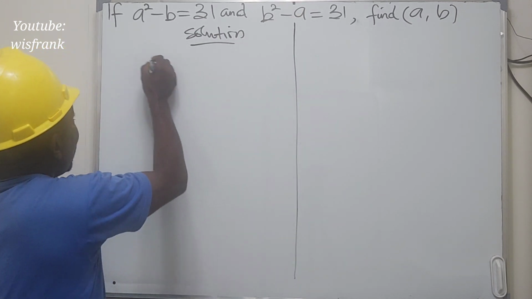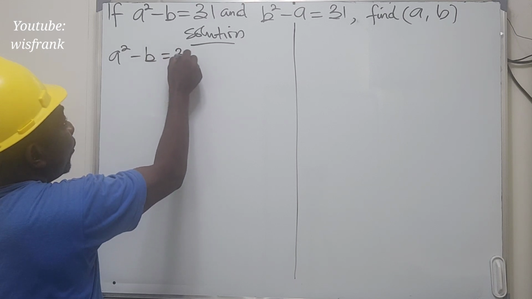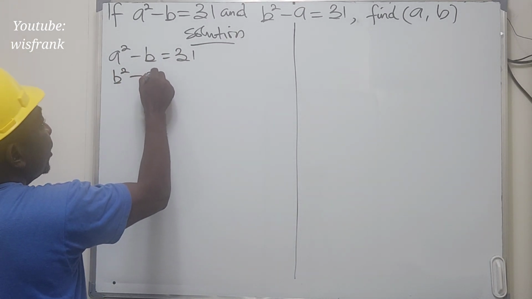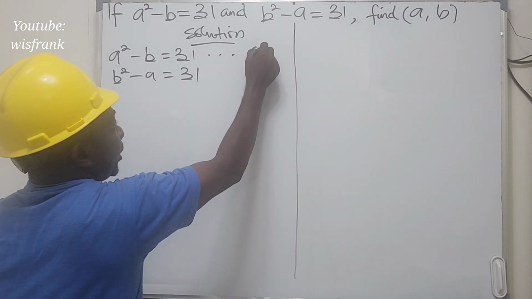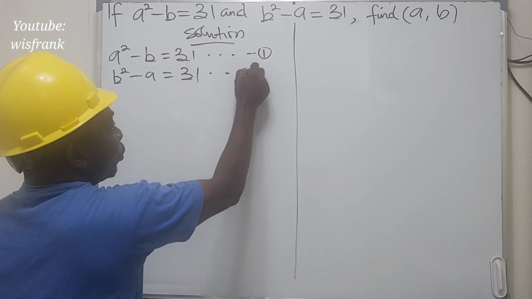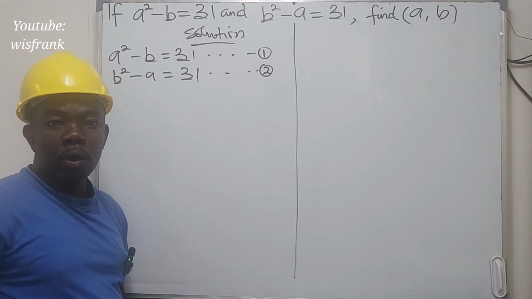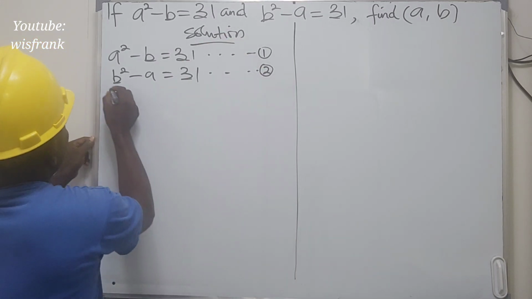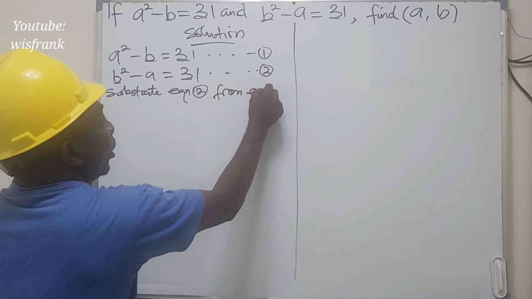So from the question, we are given a to the power of 2 minus b equals 31, and also given b to the power of 2 minus a equals 31. Let us call this equation 1 and this one equation 2. So we have these two equations. What we are going to do, let us subtract equation 2 from equation 1.